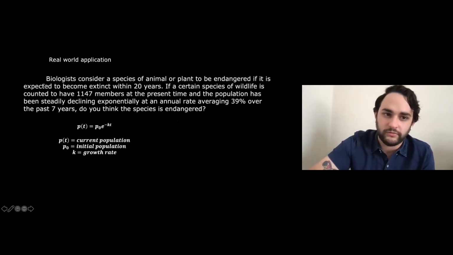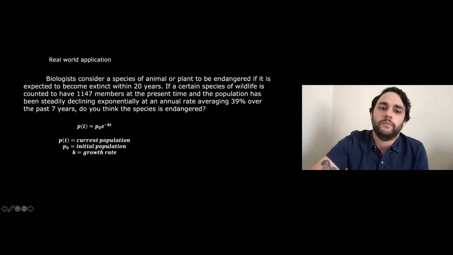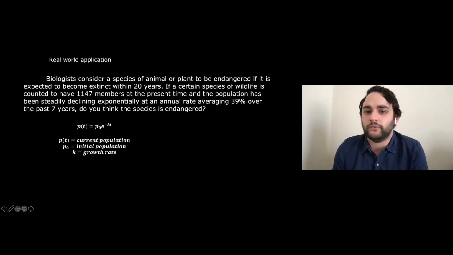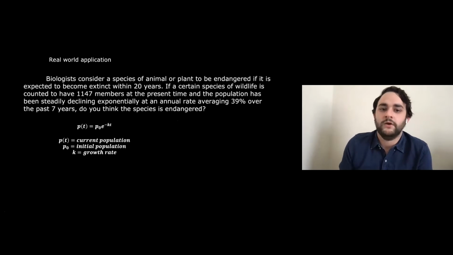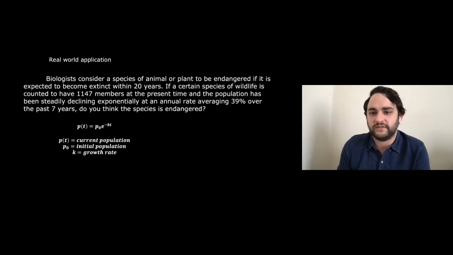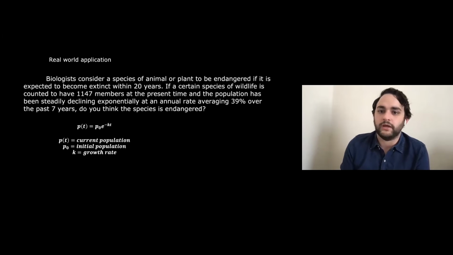And here is an example of that. It's one I pulled from the book. Biologists consider a species of animal or plant to be endangered if it is expected to become extinct within 20 years. If a certain species of wildlife is counted to have 1,147 members at the present time, and the population is steadily declining exponentially at an annual rate averaging 39% over the past 7 years, do you think this species is endangered?